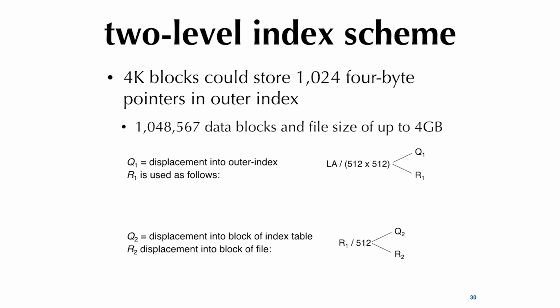Now the two-level scheme is a lot like these page tables, right? If you have 4K blocks, you can store 1K of 4 byte pointers in the outer index, and so that allows you to have basically a little over 1 million data blocks, and a file size of up to 4 gigabytes.